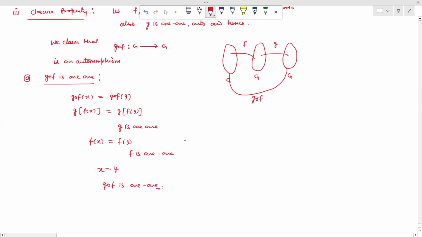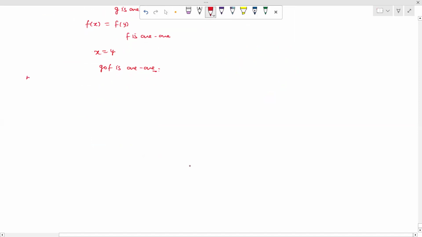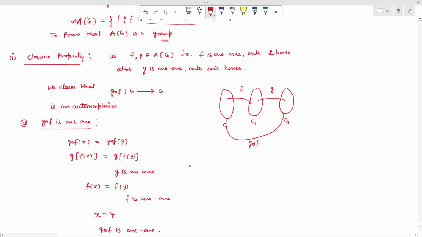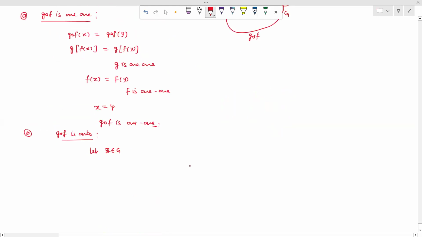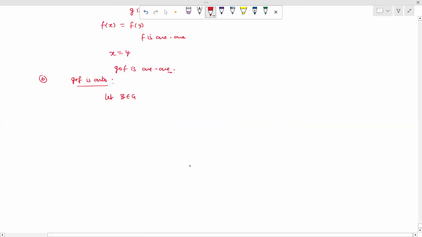Now after proving G composition F is one-to-one, we shall prove that G composition F is onto. For this, the second part, the B part, we prove G composition F is onto. We take an element Z which belongs to G, a third element, in addition to X and Y. So Z belongs to the third set.